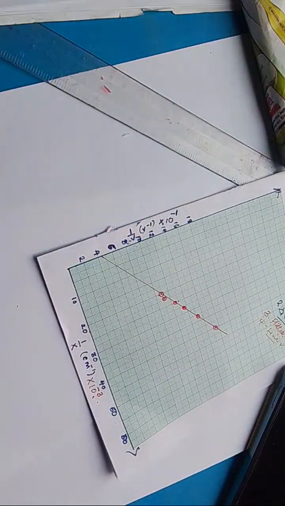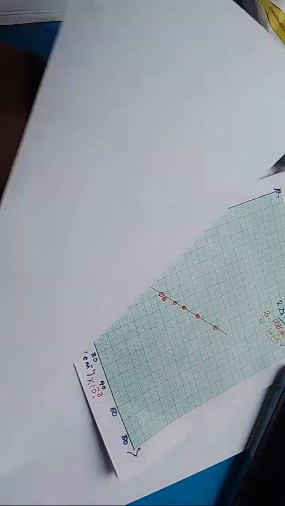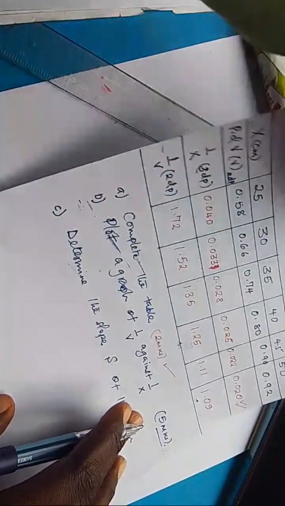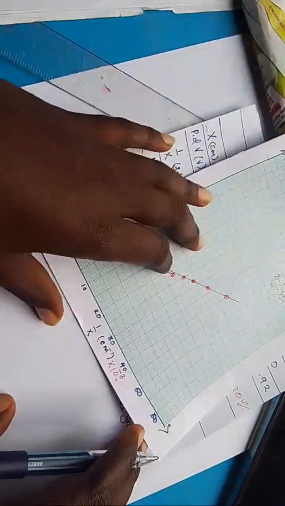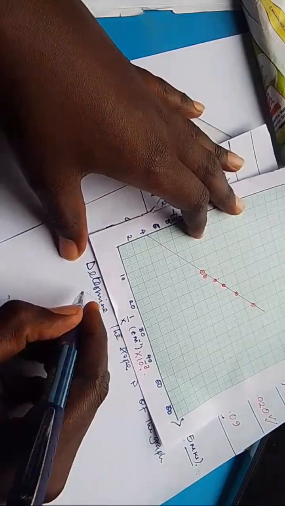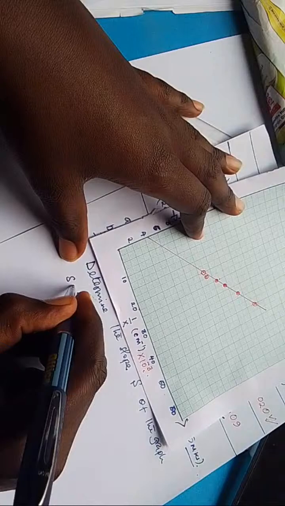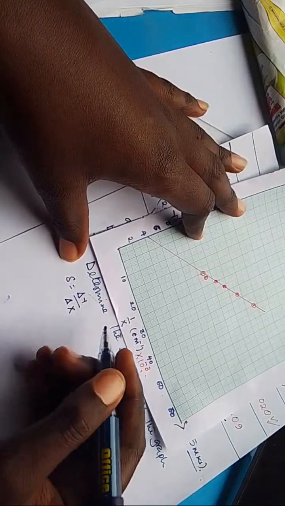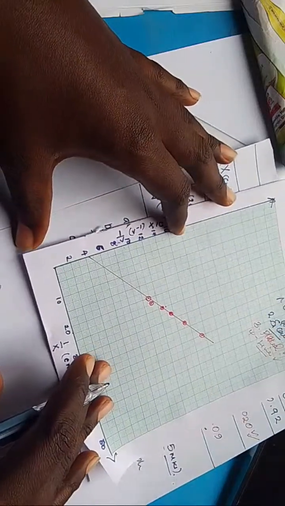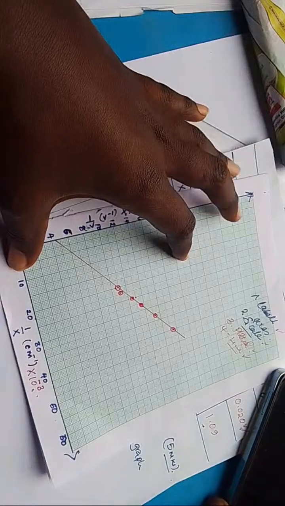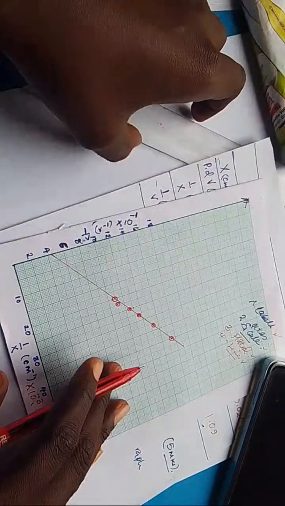Then now, the next question will be: determine the slope of the graph. This one will be given by, S is given by change in y over change in x. Therefore, I must show where I have extracted my points.